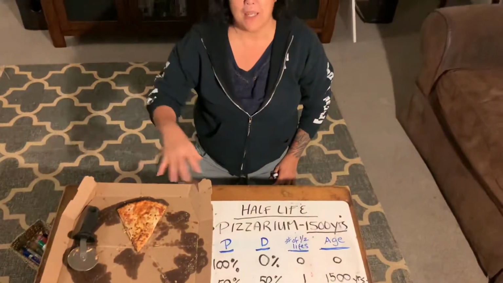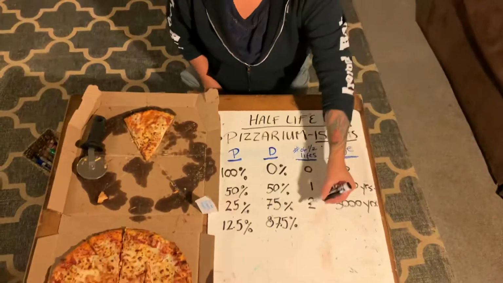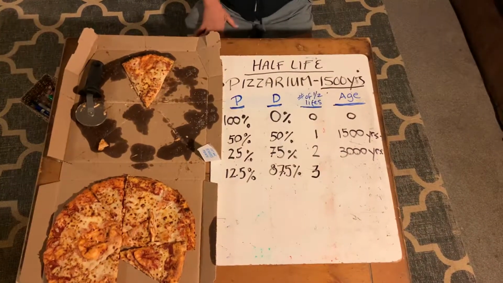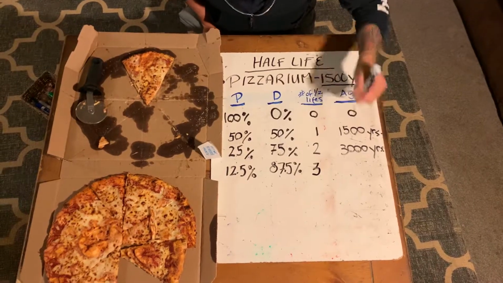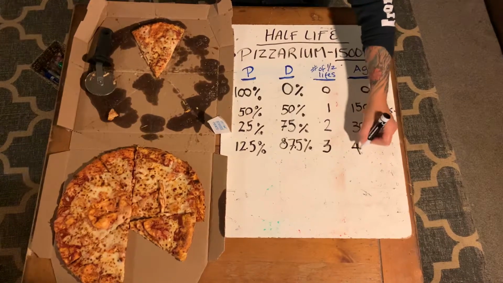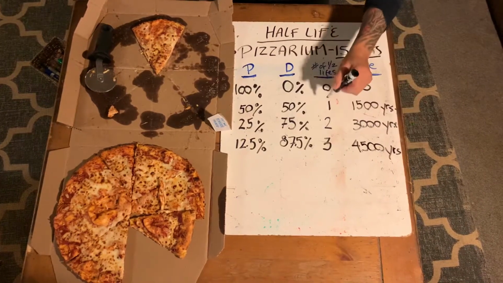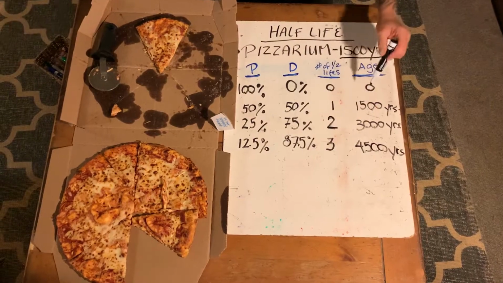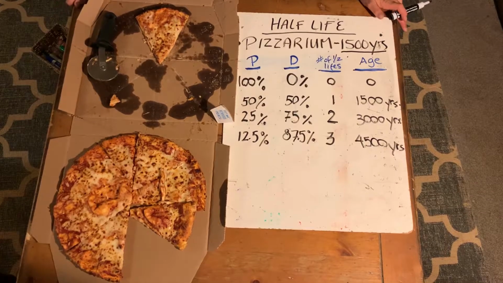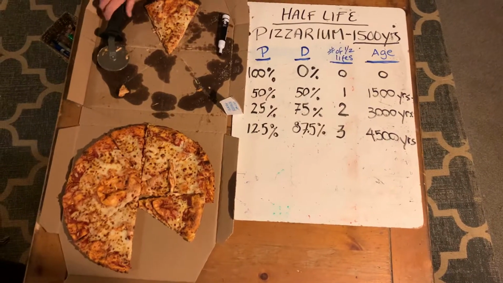And so if there's 12.5% pizzarium left of my isotope left in my rock, then 3 half-lives must have occurred. Is that correct? Yes. 3 half-lives have occurred, which means, how old does that make my rock? 4,500 years. For every half-life, it ages 1,500 years. It takes 1,500 years to turn it into a 12.5% parent-to-daughter ratio. Can we do it again? Sure, why not?